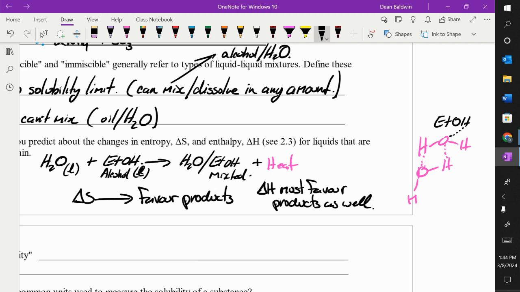Is that okay? So for something that's immiscible, is it the opposite for delta S and delta H? They'd both be pushing back the other way. They're both favoring reactants? Yes. I'm always hesitant to say always yes, but yes, it doesn't want to mix. Now there are reasons for that. We're going to look at the reasons in the next lesson, 3.2, and talk about those.